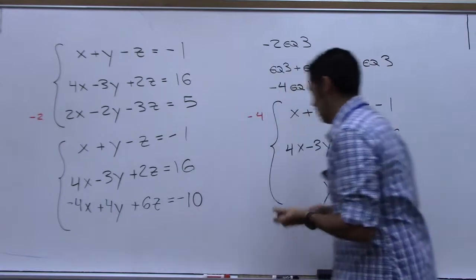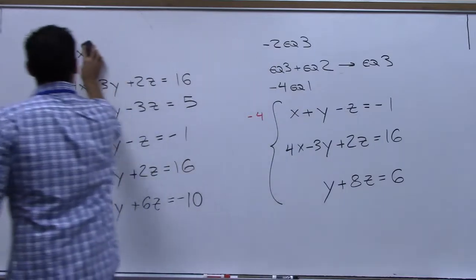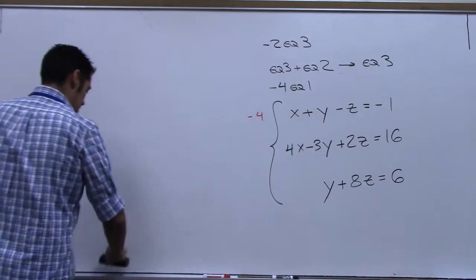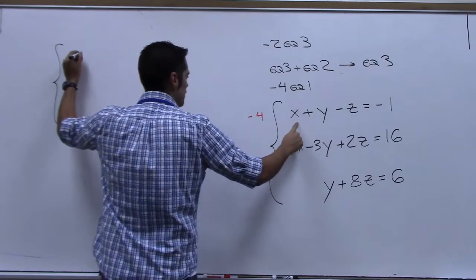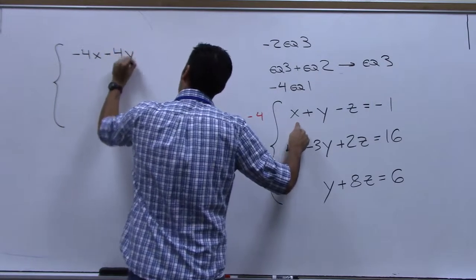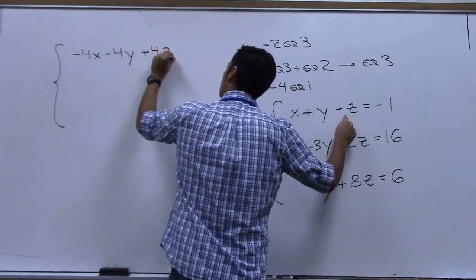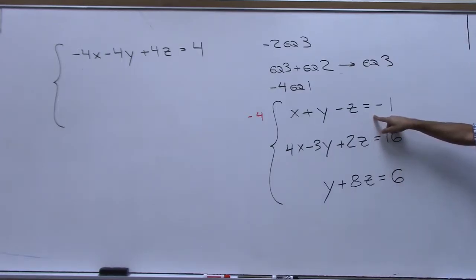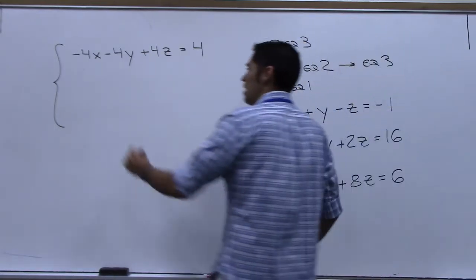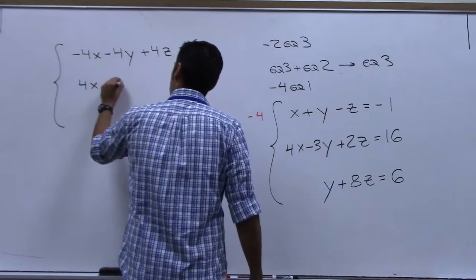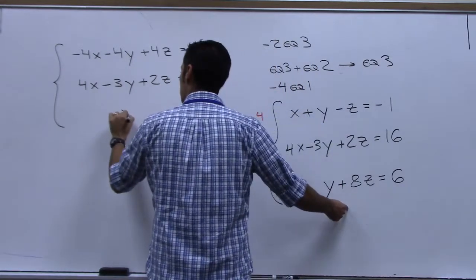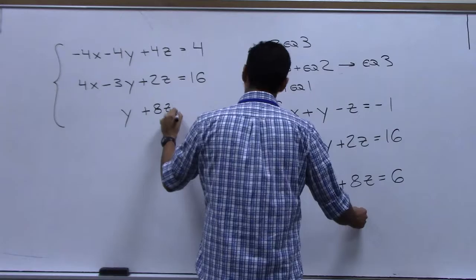All right, so now I'm going to rewrite a new system. My new system is going to look like the top equation is going to be negative 4x minus 4y plus 4z equals positive 4. Everyone agree with that? That's negative 4 across the top equation. The second equation is still 4x minus 3y plus 2z equals 16. And then the third equation is still y plus 8z equals 6.